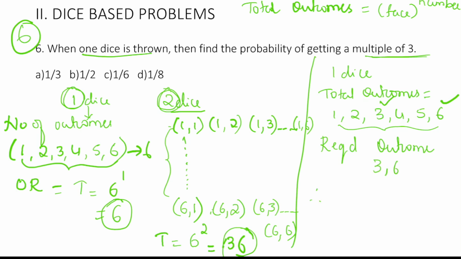So required outcomes for us are 3 and 6. Therefore probability is equal to required outcomes divided by total. Required are how many outcomes? 2, isn't it? 2 divided by total, which is 6. So it is 1 by 3. So the probability is 1 by 3. Option A is the answer. Since it is only one dice, we can solve it easily. But if there are many dices, solving using this logical method will be very difficult. So at that time we have to use the short trick.